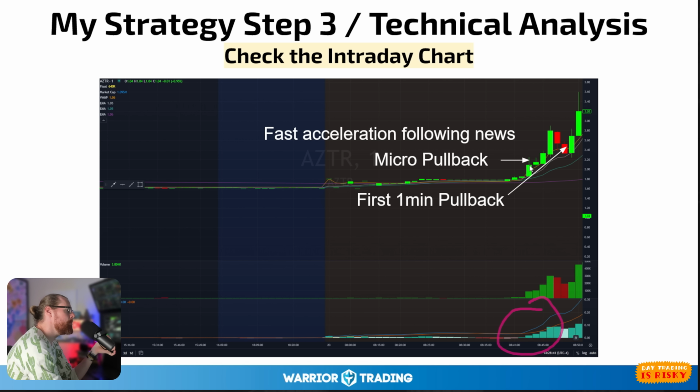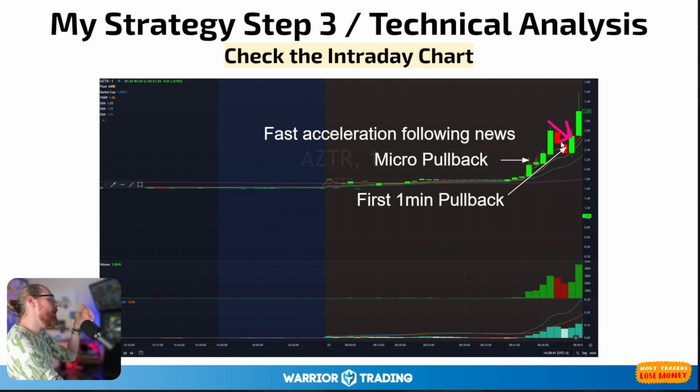So once again, this is going to be a trade where your first entry is going to be on a micro pullback or the first 1 minute candle to make a new high. It's not going to be a MACD crossover. It's not going to be a moving average pullback, and it's not going to be an alligator indicator trade because the stock basically went straight up.